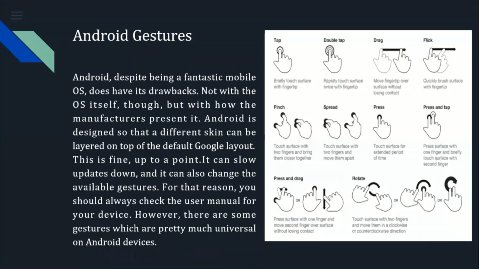There are also some Android gestures to be noted, which are designed so that a different skin can be layered on top of the default Google layout. This is fine up to a point, but it can slow updates down and it can also sometimes change the available gestures. For that reason, we are supposed to check the user manual for our device most of the time. There are some gestures which are pretty much universal on Android devices nowadays. Some of the gestures are tapping, double tapping, dragging, and clicking, which are used commonly by all of us.